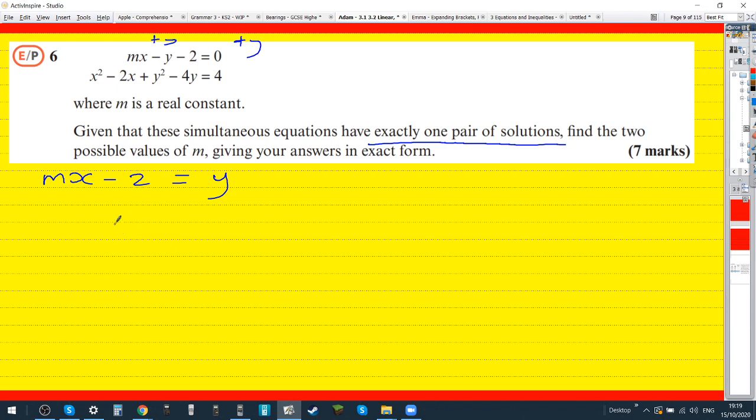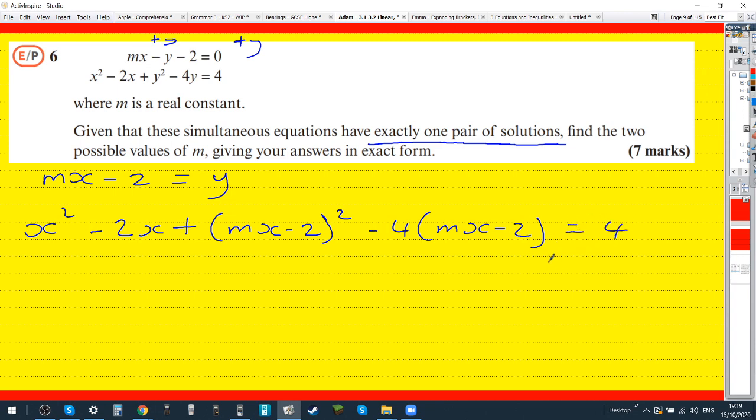So then do we sub that in for y? Yep. What do you get? It'd be x squared minus 2x plus (mx - 2) in brackets all squared minus 4(mx - 2) equals 4. And then we write it. What would you do first? Would you do the minus 4 multiplied by everything in the bracket, or would you split up the two brackets and then expand brackets? It doesn't matter. Whichever you're more comfortable with.